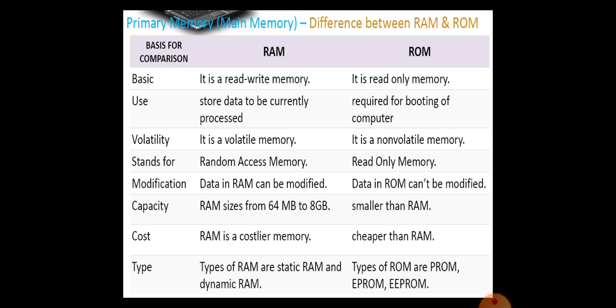It is smaller than RAM, that is the size of the ROM. It is cheaper than RAM, that is the cost of ROM is cheaper than RAM. ROM has classifications like PROM, EPROM and EEPROM. My dear children, please notice the differences between RAM and ROM. RAM is only used for processing and ROM is used for storing the system requirements, that is system required programs only.